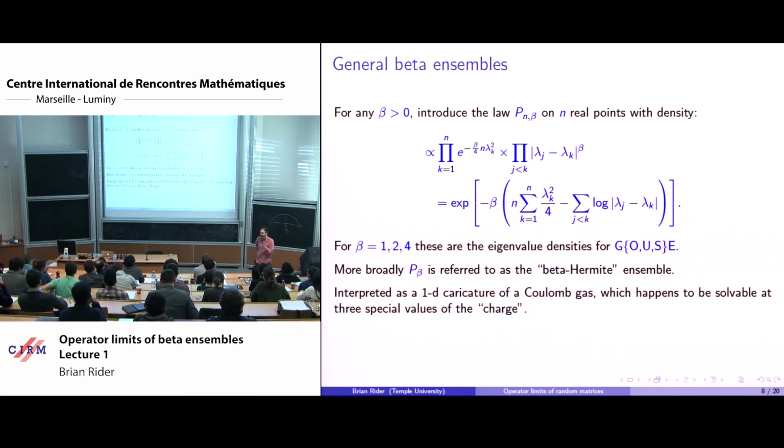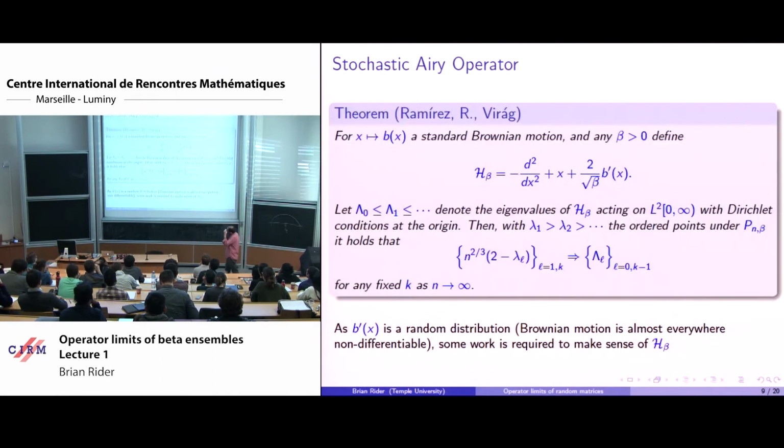All right? So all that exact structure goes out the window. But there is, of course, I asked the question because the answer was positive, right? There is a general beta Tracy-Widom law, and this is a theorem of Jose Ramirez and Valentin Virag and myself from back in 2009. And here's what you do, all right?